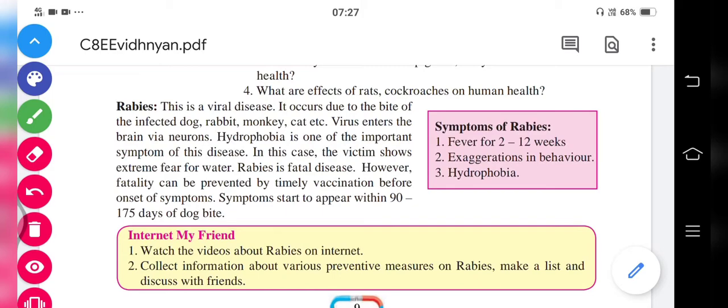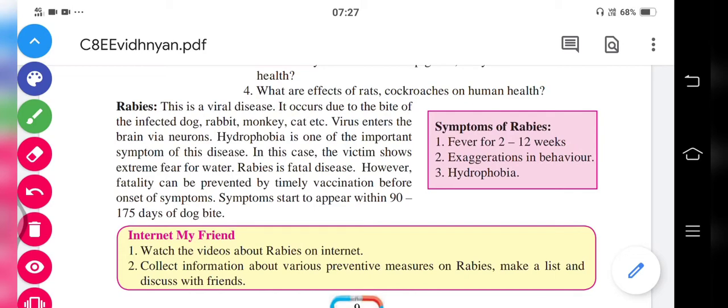So rabies is a fatal disease. However, fatality can be prevented by timely vaccination before the onset of symptoms. Symptoms start appearing within 90 to 175 days of a dog bite, cat bite or monkey bite. So the symptoms do not show immediately; they show after 90 days, or within 90 to 175 days. So after the bite of such animals, you must get vaccinated before that period.